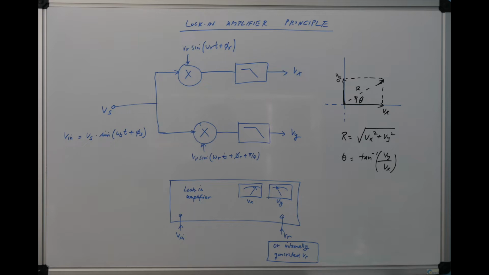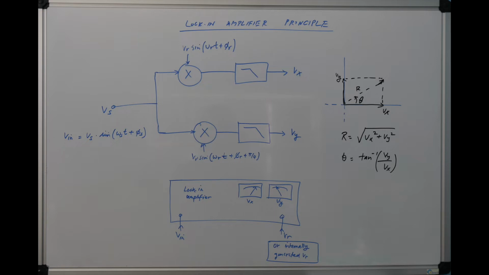So coming back to the original picture we had before, we can now say that Vx is equal to Vs over 2, which is the input signal, times cosine of phi s minus phi r, and the bottom signal Vy is the same, Vs over 2 times sine of phi s minus phi r, where phi s is the phase of the signal and phi r is the phase of the reference signal, the 0 phase reference signal.